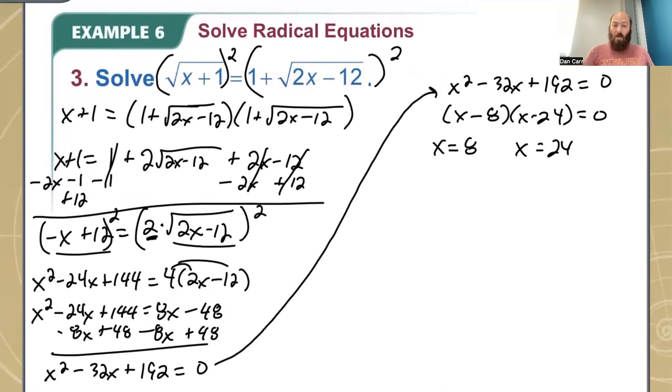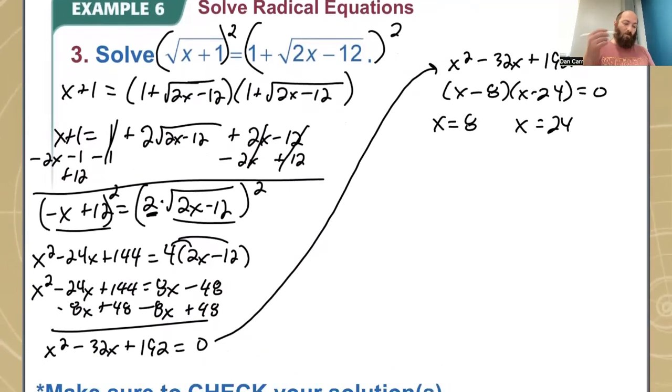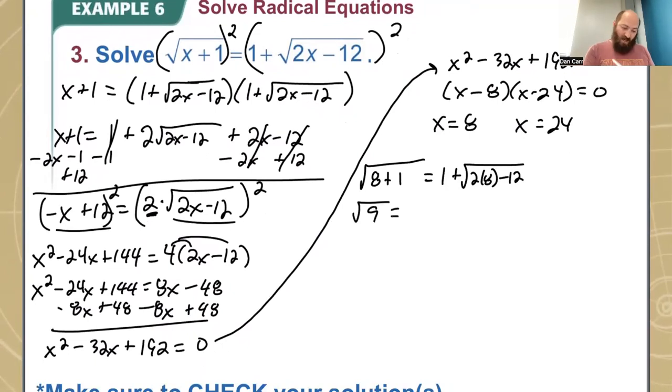All right. As I've done multiple times now, make sure you check both of these answers. See if any of them work and which ones don't work. So I'll start with 8. I've got 8 plus 1 equals 1 plus the square root of 2 times 8 minus 12. That'll be the square root of 9 on the left side. I've got 1 plus the square root of 16 minus 12, which is 4. Square root of 9 comes out to 3. 1 plus 2 is 3. So 3 equals 3. We're good here with 8.